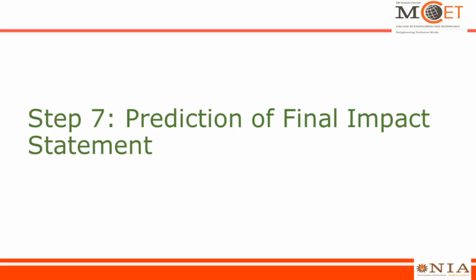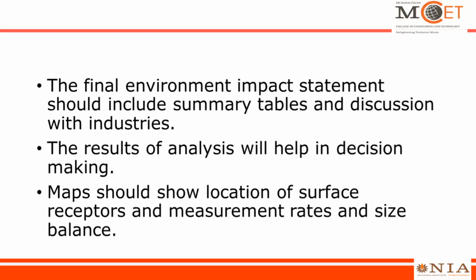Step 7 is preparation of the final impact statement. The final environmental impact statement should include summary tables and discussion with industries. The results of analysis will help in decision making. Maps should show location of surface receptors and measurement sites and scale.